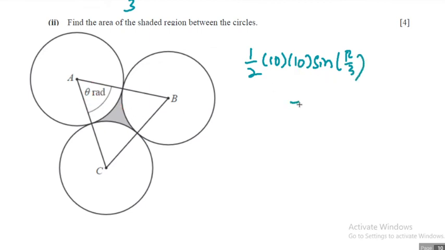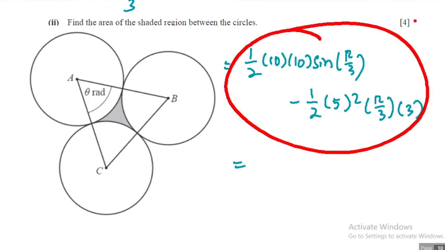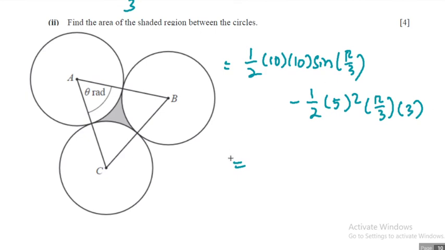And then we minus the 3 sectors here. The area of a sector is half r square theta. So we have 3 of that. I will find one first. Half r square is 5 square, I'm talking about this radius here. Theta is pi over 3. And then you times 3, because you have 3 sectors here. You minus this, and you should be able to get the answer. We just put it in the calculator. Easily, you can get 4 marks here. Oh, that's easy for 4 marks.